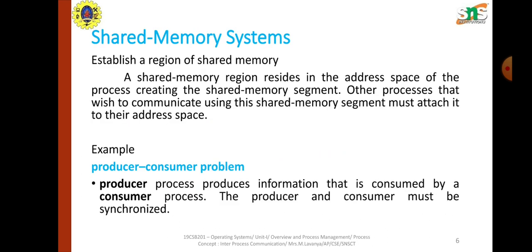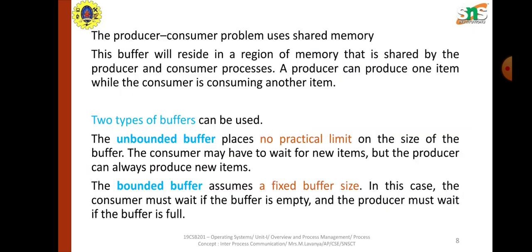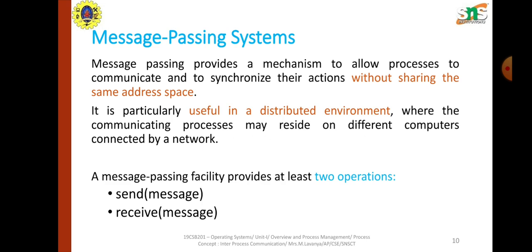In shared memory we have seen the producer-consumer problem, which shares the same memory location. And today we are going to see message passing systems. Message passing is a mechanism which allows the implementation of inter-process communication for the cooperating processes in a system by synchronizing their actions without sharing the same address space, but it allows them to share data by sending it in the form of messages.